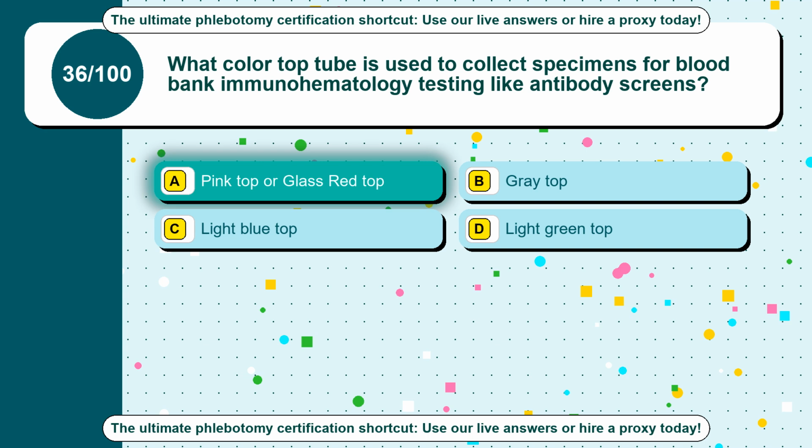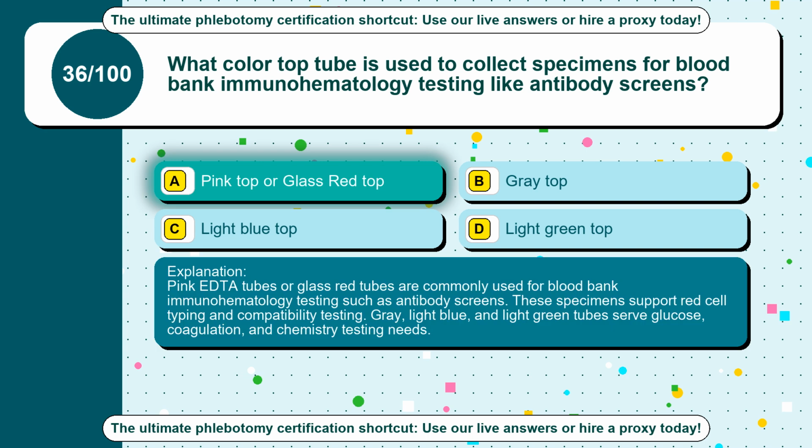Pink top or glass red top. Pink EDTA tubes or glass red tubes are commonly used for blood bank immunohematology testing such as antibody screens. These specimens support red cell typing and compatibility testing. Gray, light blue, and light green tubes serve glucose, coagulation, and chemistry testing needs.